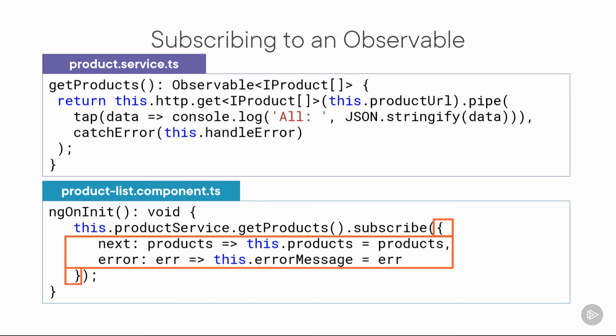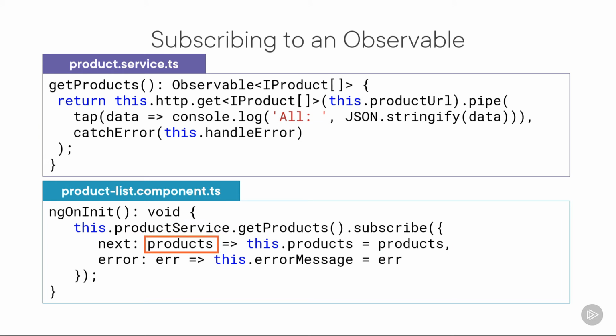We pass an observer object to the subscribe. This syntax defines a key and value pair, where the key is the function name and the value is the function, specified here using arrow function syntax. The first observer function specifies the action to take whenever the observable emits an item. The method parameter is that emitted item.